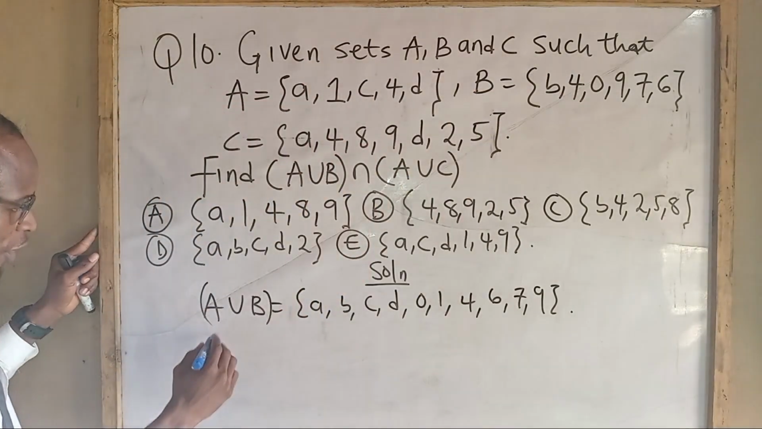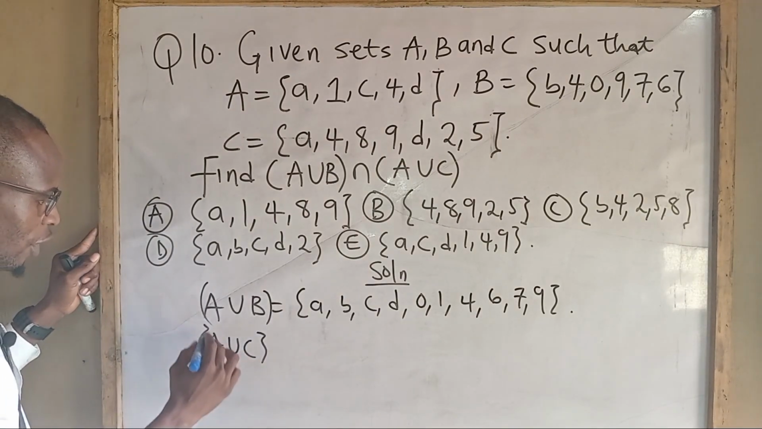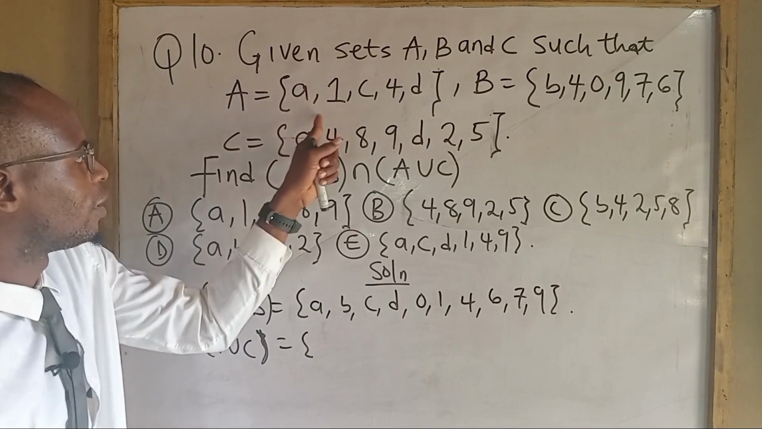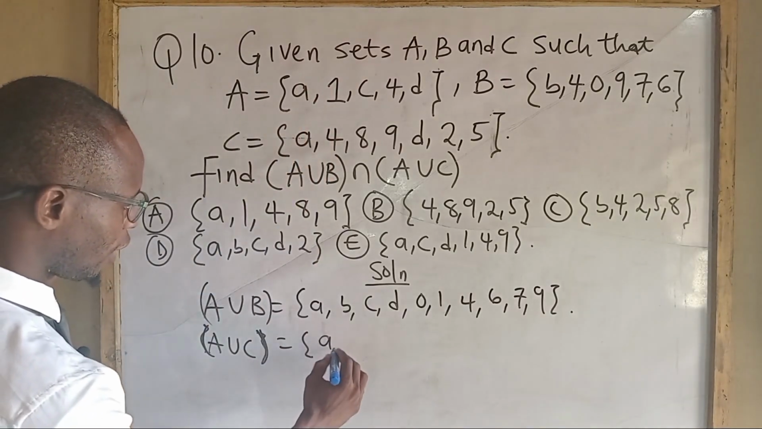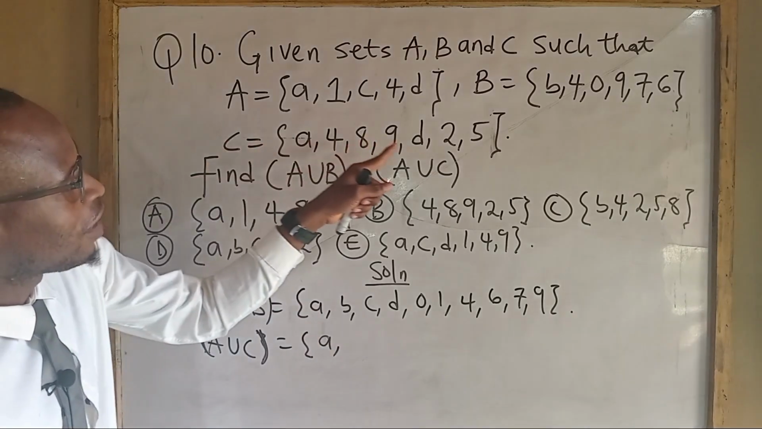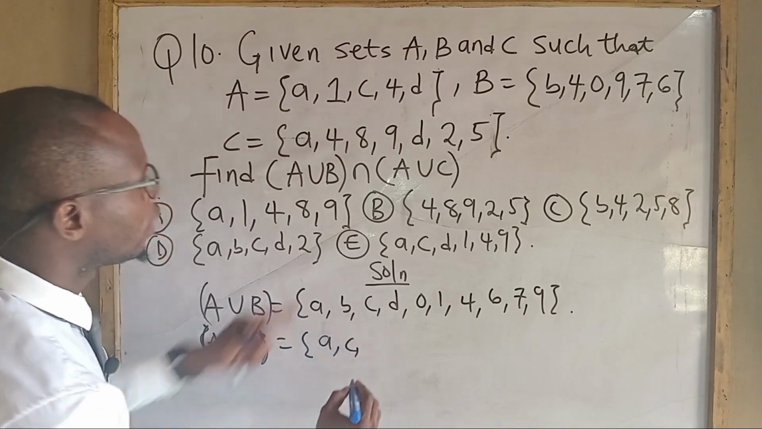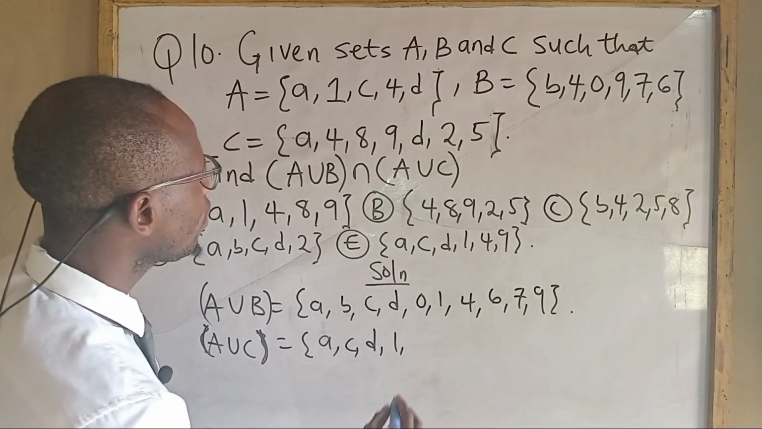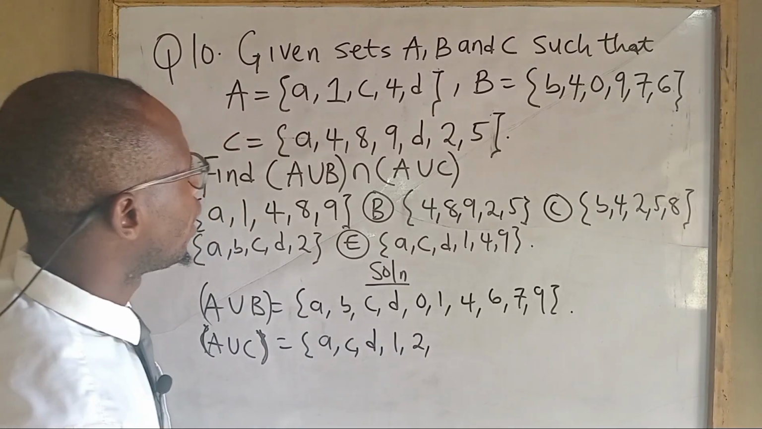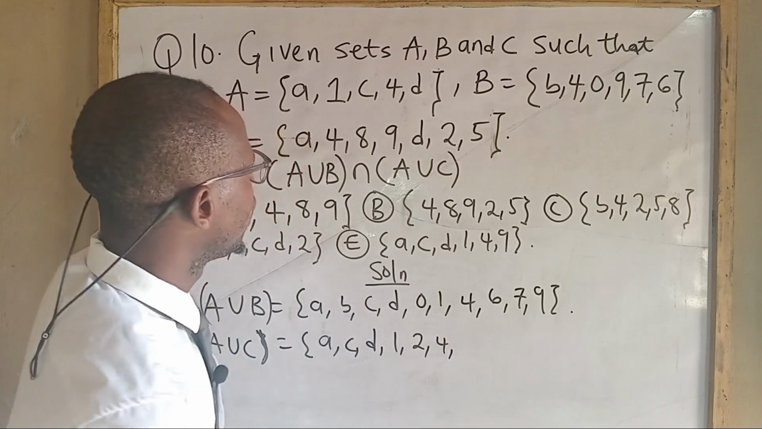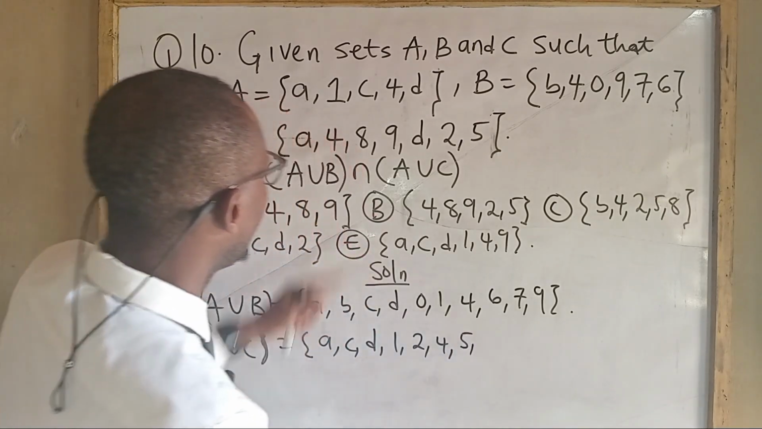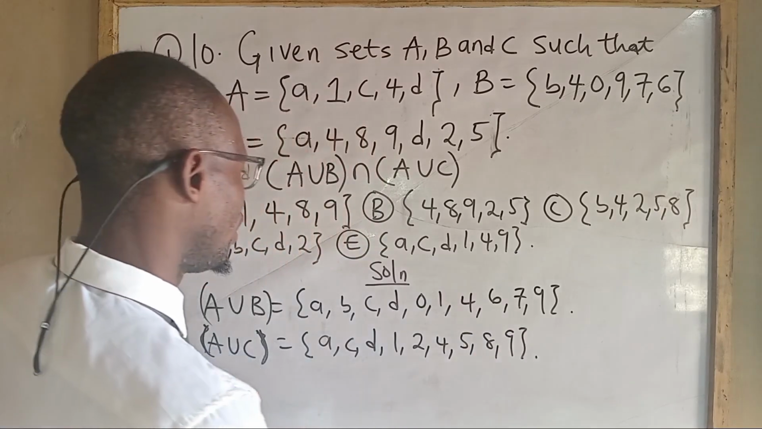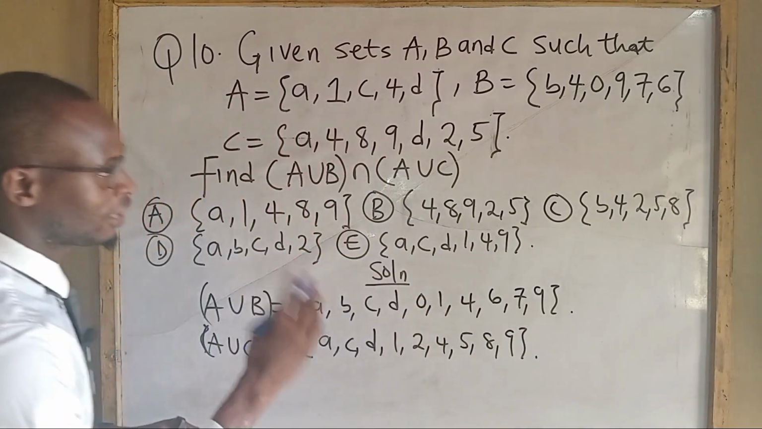Similarly, we go for A union C. We do the same thing for A union C. Also join them. That's a combination of this and this in a single set. So we have, starting with A again. Good. Do I have B? No. I have C next. Then I have D. Then I can now start with the numbers. I have 1, 2, 4, 5, 8, and 9. So I just try to arrange it alphabetically and numerically. That's ascending order.